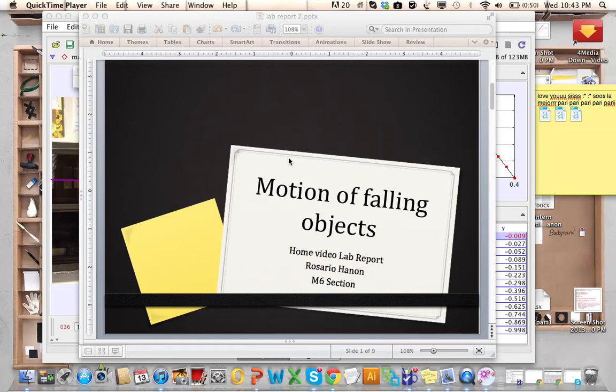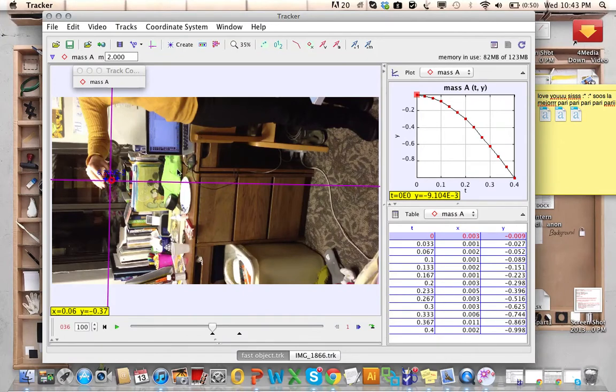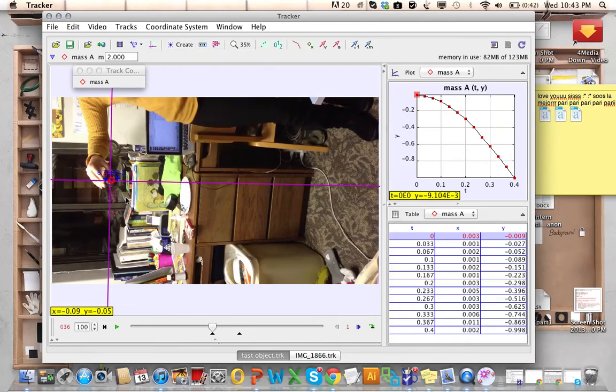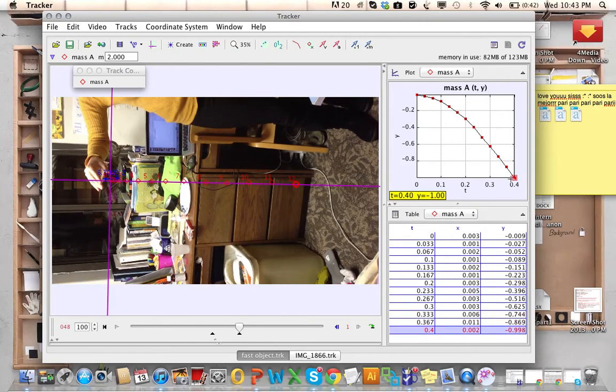First, I got two different objects, one falling rapidly and another slowly, and I analyzed them in the tracker. The first object, the one that's falling rapidly, is illustrated in this video where I set the coordinate axis and then I measured the diameter and tracked them by using a point mass marker. So we start and we play it, and I got this nice parabola-like graph.